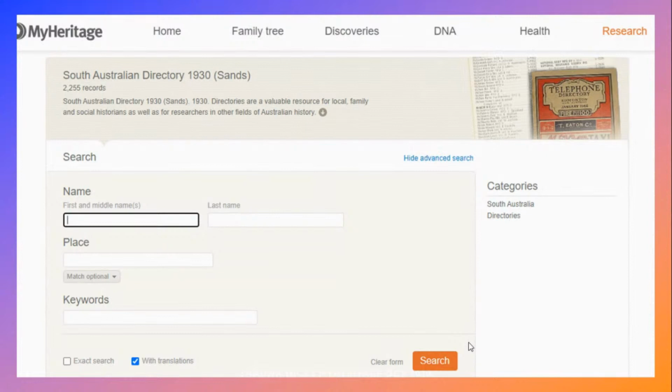So you take them as a record source and a clue, but you need to confirm it with other records as well. Again, you can search for a person's name or a place, and you can put the place in. You can search for keywords if you wanted to find all the people who were beekeepers. You could put that in and see what comes up.